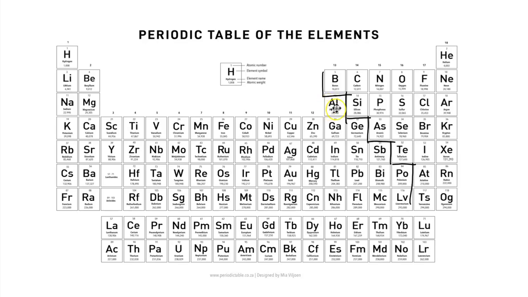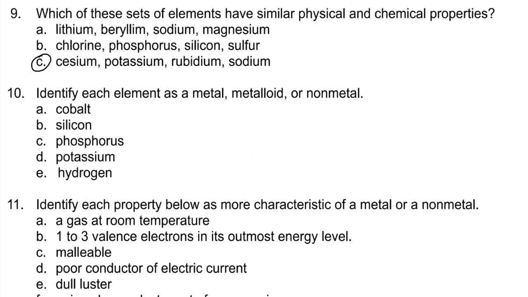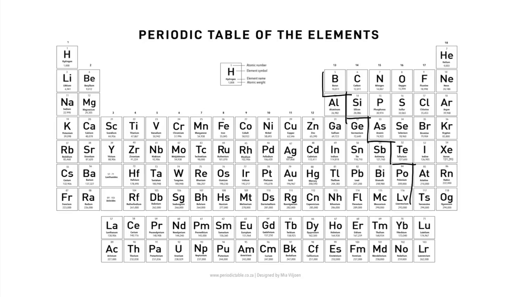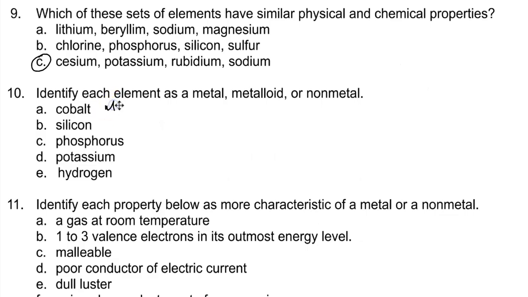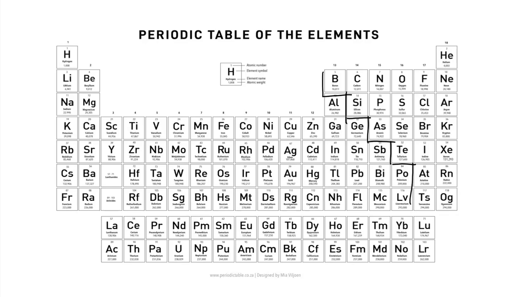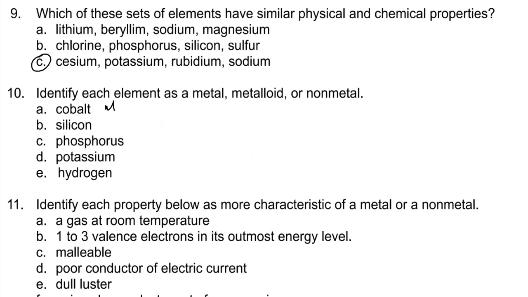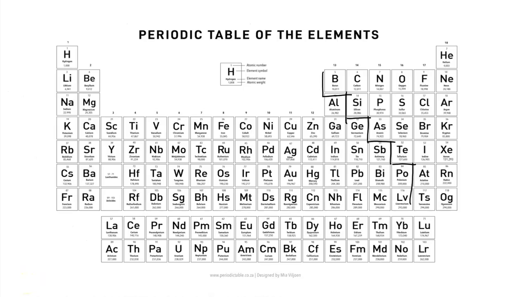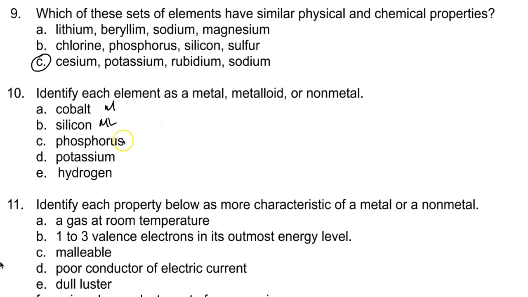The one exception is aluminum. Aluminum, even though it's touching with a side, is a metal, and you guys know that. So, cobalt, let's take a look. Cobalt is right here, definitely a metal. Silicon. Silicon is sitting on the stairs. We're going to say that's a metalloid. And then phosphorus. Went the wrong way. Phosphorus, not touching the stair step, it's to the right. That's going to be a nonmetal.